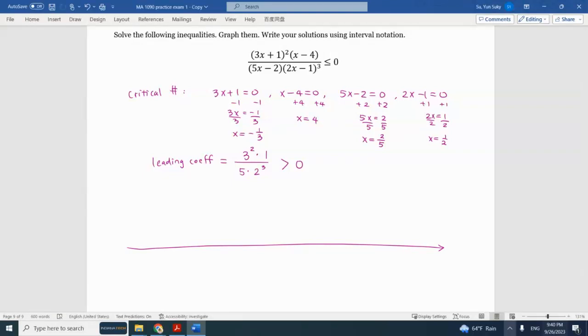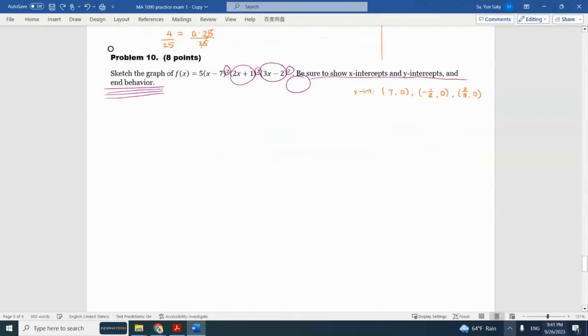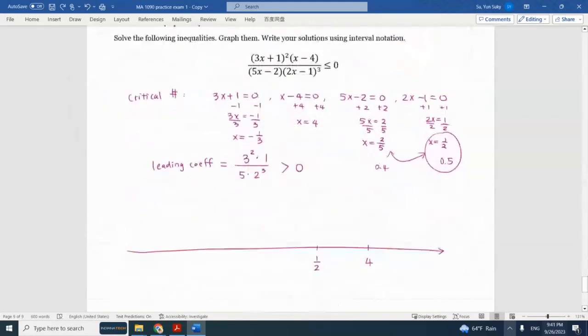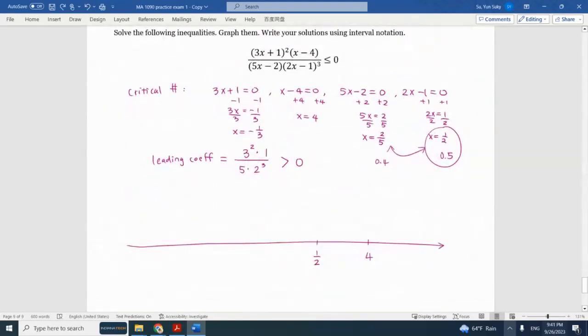Let's see. Those 4 numbers, which one is the biggest? 4 is the biggest. And then you are talking about, okay, 1/2 is like 0.5, right? 2/5 is like 0.4. So 0.5 is bigger. So 1/2 is bigger. And then, where is my line? Oh, I accidentally erased it. Okay. So, and then that number is 2/5.